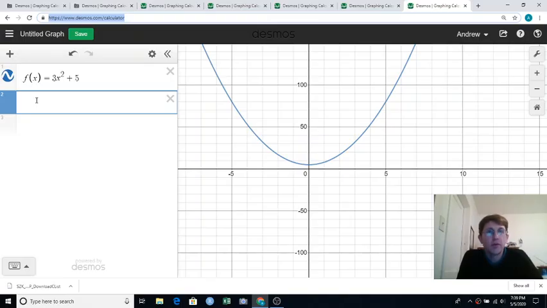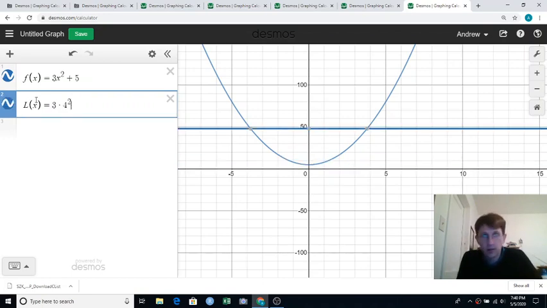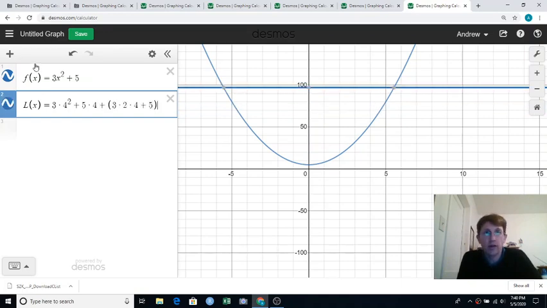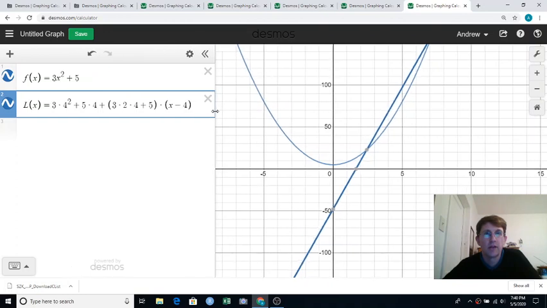Okay, we're here in Desmos, and I've got the function set up and colored blue because my main function is usually in blue. And I'm ready to start typing in what I got. So I got L of x equals 3 times 4 squared plus 5 times 4 plus 3 times 2 times 4 plus 5 times x minus 4. And did my tangent line turn out right? No, it didn't. That does not look tangent, and it doesn't even seem to be going through the value at x equals 4.